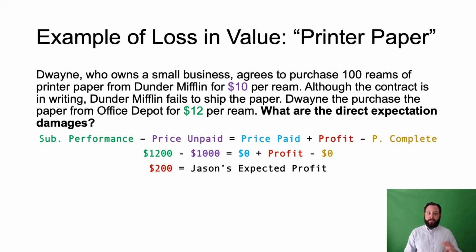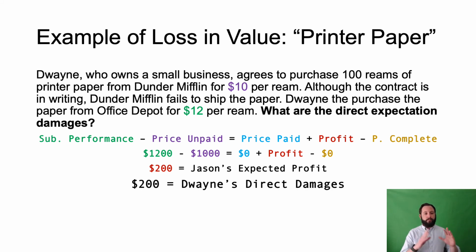And in this simple example, since there was no prepayment and there was no performance by the breaching party, the amount of profit equals the amount of damages, and it's very simple. We look at the left side of the equation. We have $200 in expectation damages in this simple example, right? The difference between what he expected, 100 reams of paper for $1,000, and what he actually got, 100 reams of paper for $1,200, is $200, and that's his expectation damages in this simple example.